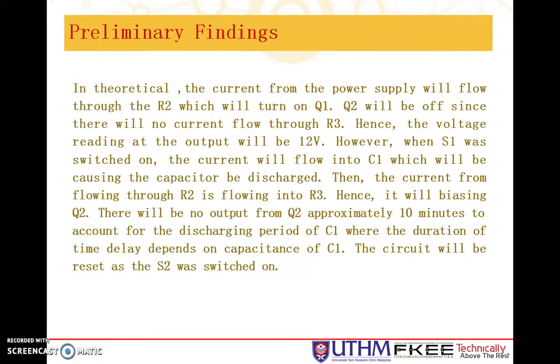Current flowing through R2 is flowing to R3 and biasing Q2. Hence, there will be no output from Q2 for approximately 10 minutes to account for the discharging period of C1. The duration of the time delay depends on the capacitance of C1, and in this circuit, S2 will act as a reset switch to recharge C1.